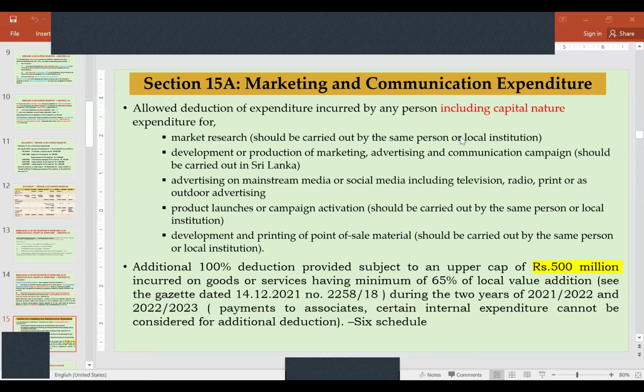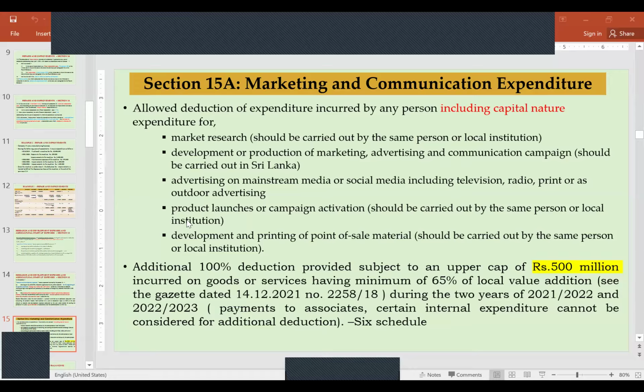So now we don't have the local institution term, because if we want to advertise our products on television, radio or any other way, it is better if we can do it on international television also. So then we can promote our products worldwide. That is why we have not included the term carried out in Sri Lanka or local institution. If that advertising is on mainstream media, that means we can advertise our advertisements on foreign television, no issue. That total amount can be deducted under section 15A.